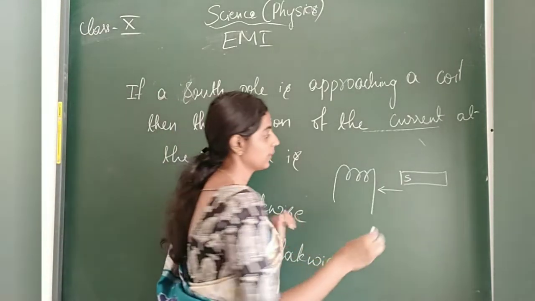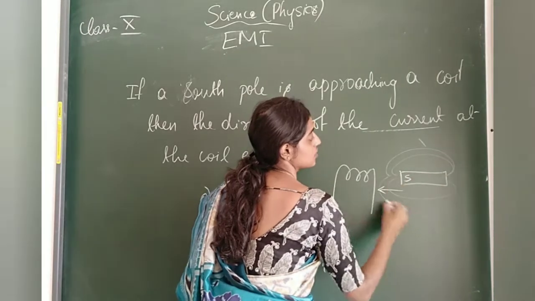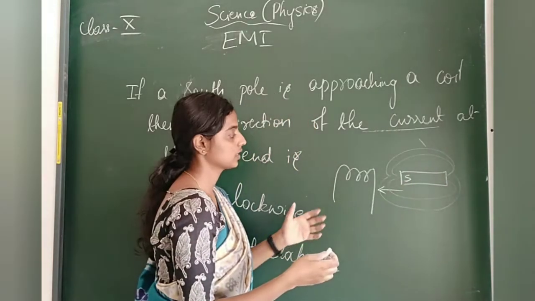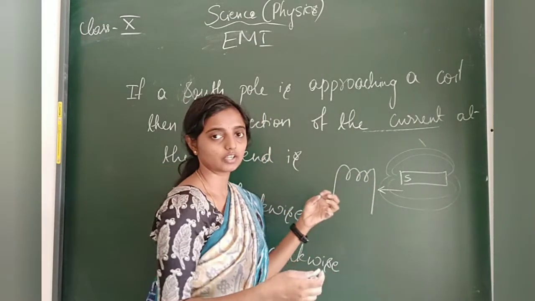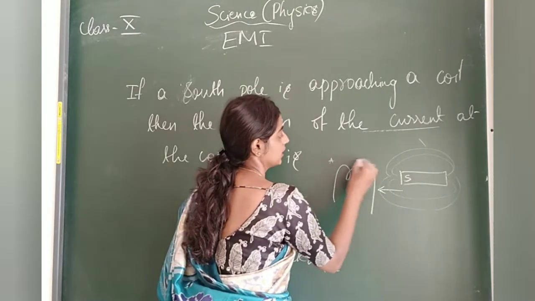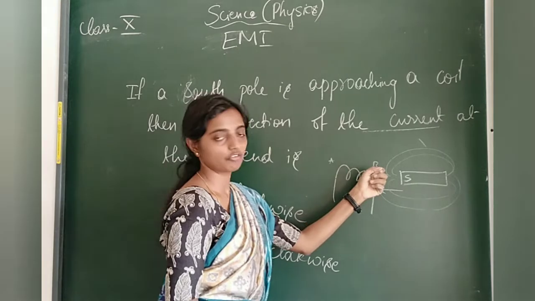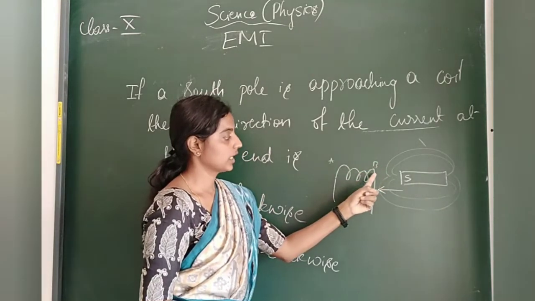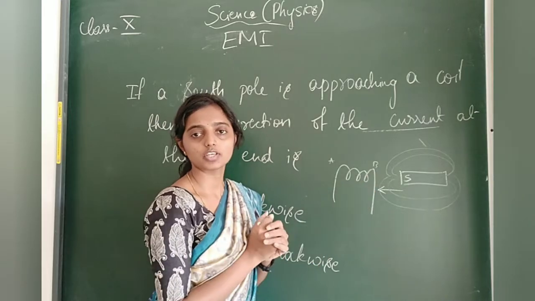As I told, based on Lenz's law, the induced current will be produced by repelling that magnetic field. So to repel, we have the coil AB. We'll name this end A and this end B. So this end of the coil will act as which pole? This is our first question.